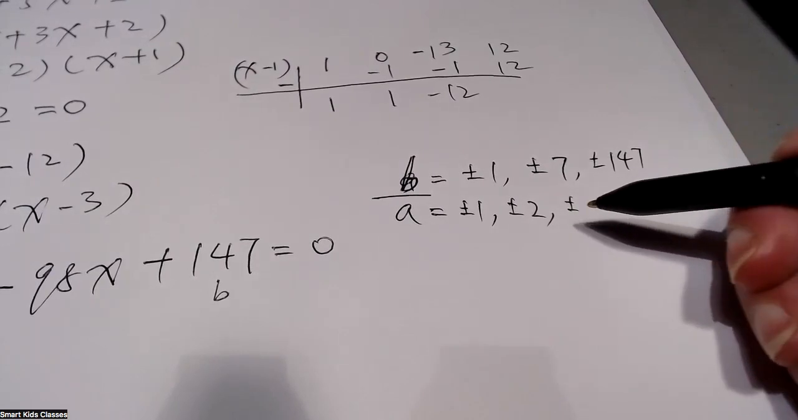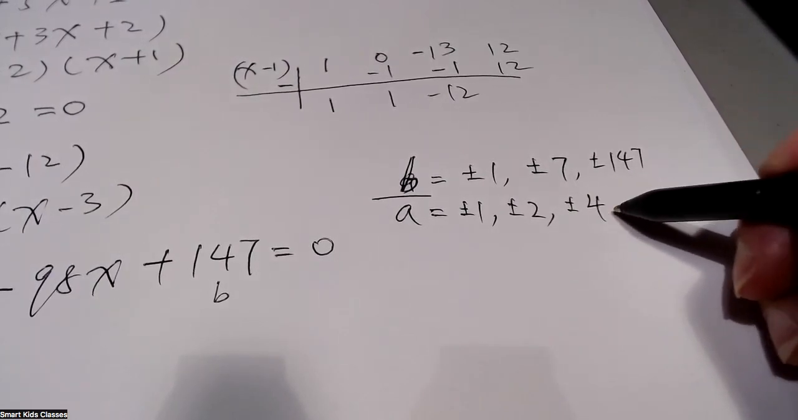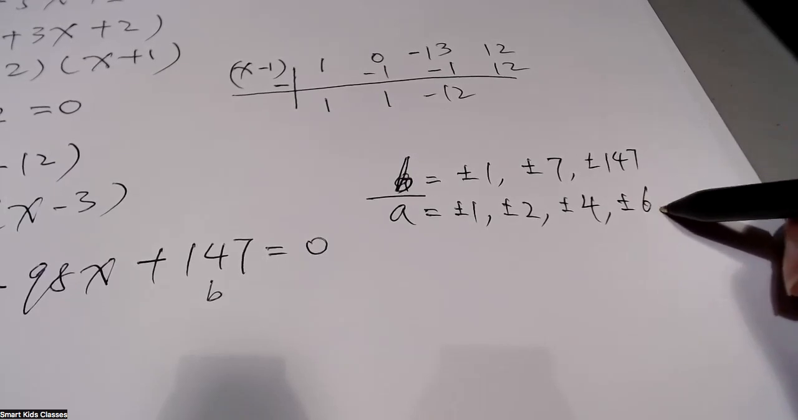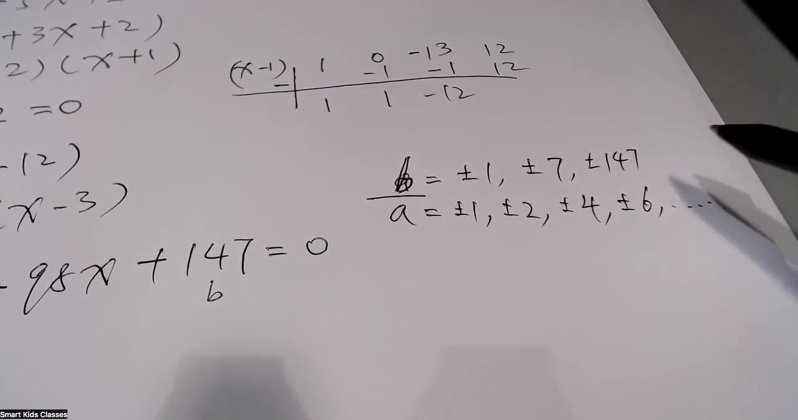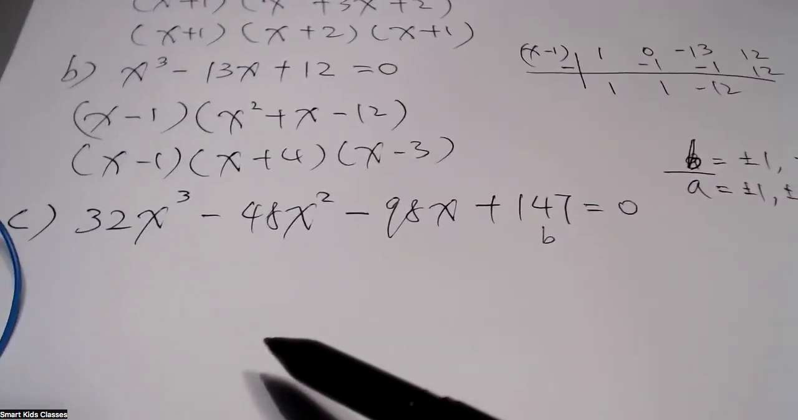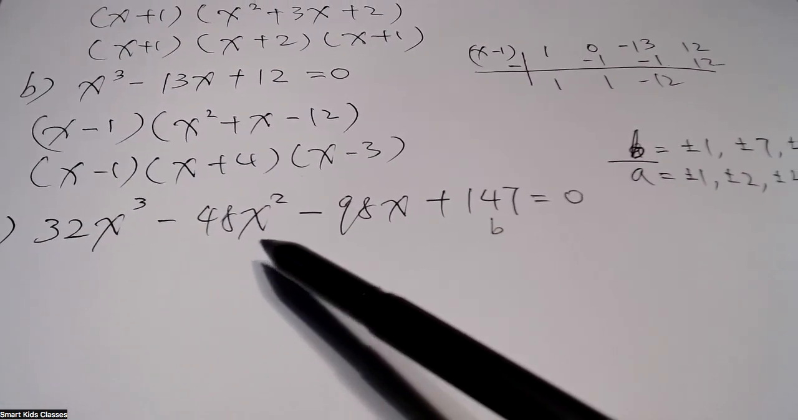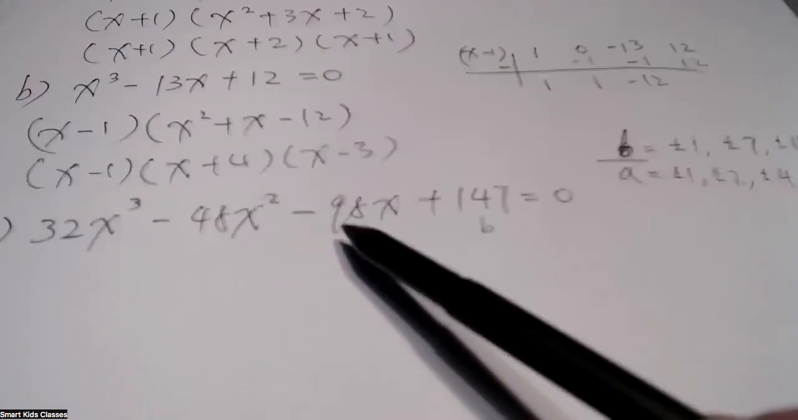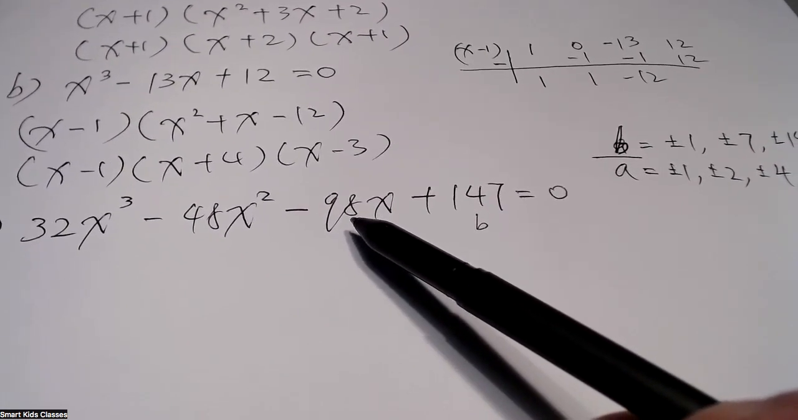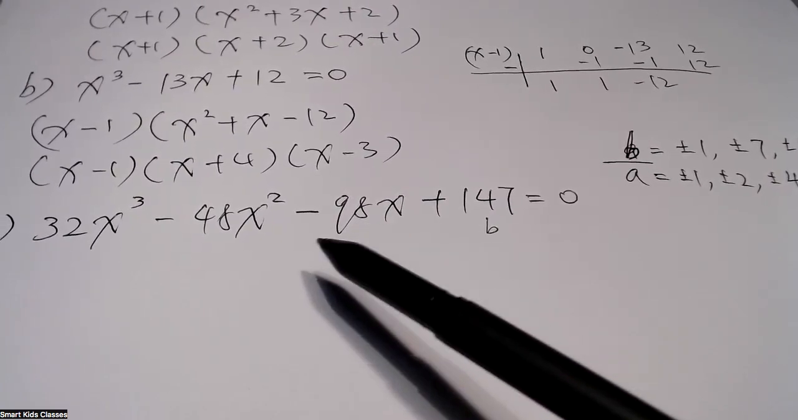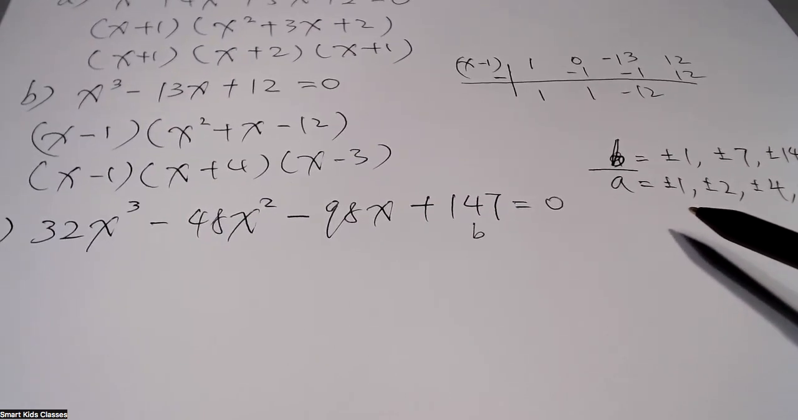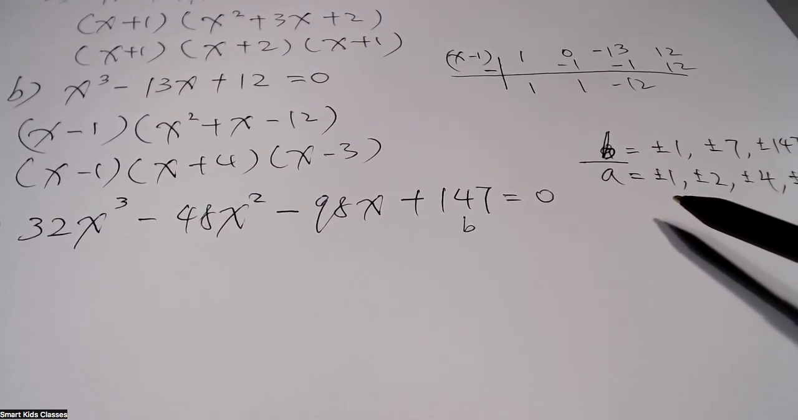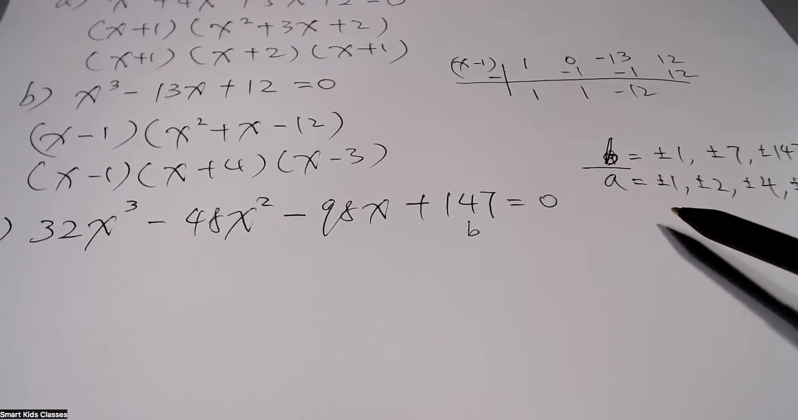2, and 3 not work, 4, 6, and let's do up to here, just some more. So it might work already. So we're going to put 1. If 1 works, 1 does not work, because 32 plus 48 plus 98, you're going to get 130, 156 is too small. And negative 1, does negative 1 work? No, it does not work.